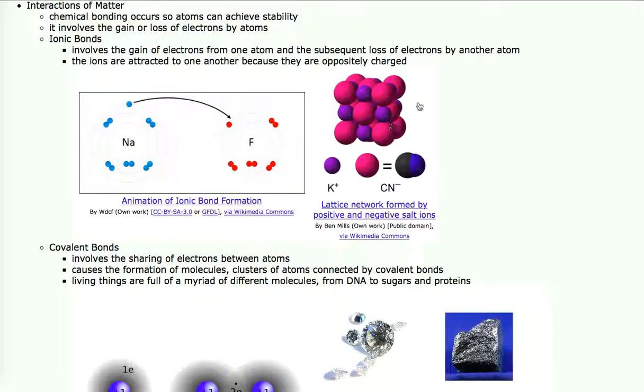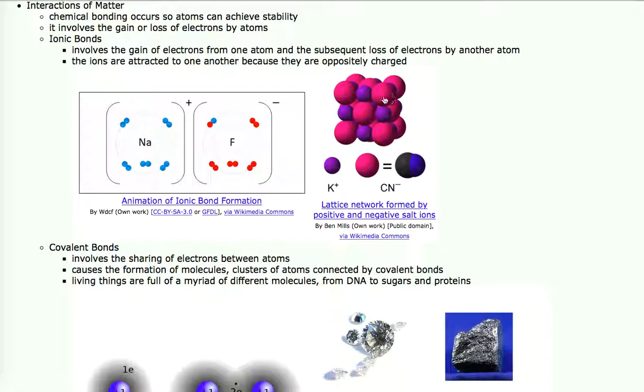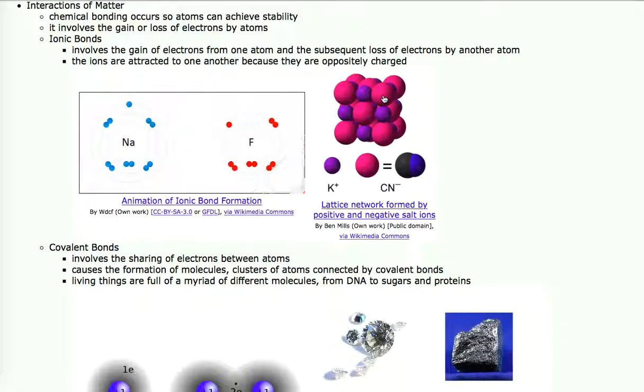When atoms do this, they form crystals. This is an ionic crystal. What you have are little positive ions surrounded by larger negative ions in an alternating matrix. That's the way all salts are. That's called an ionic bond.